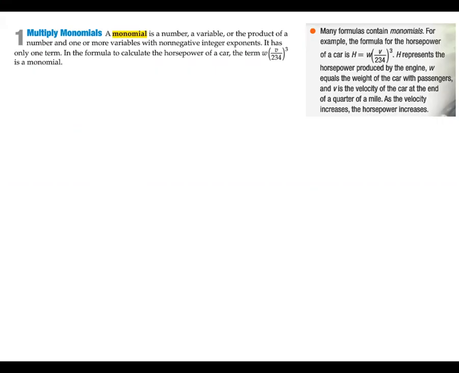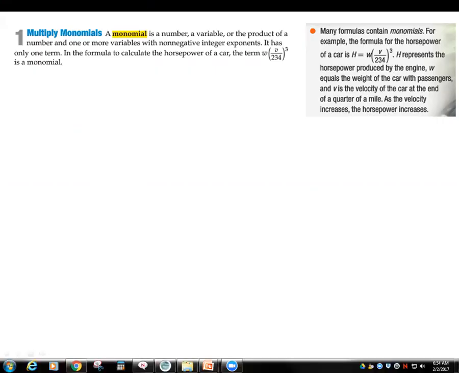In the formula to calculate the horsepower of a car that's talked about in this setup example, the term W times the quantity W over 234 cubed is a monomial because it's a number, a variable, or the product of a number and one or more variables with non-negative integer exponents. The exponent is an integer, it's not negative, and it has only one term. Remember, terms are separated by addition or subtraction, so that's one term.